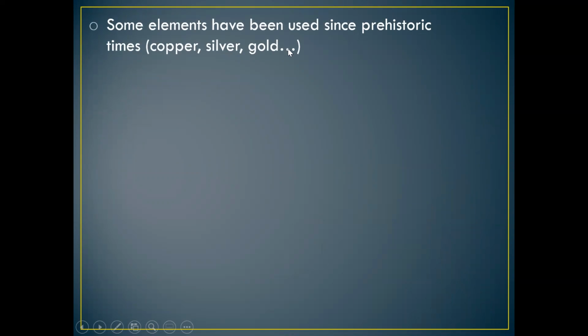So some of our known elements, such as copper, silver, gold, have been around since prehistoric times. They've always existed on our Earth since Earth was made, in whichever method you prefer to say it's been made. However, some elements had to be discovered because you couldn't just mine for them or find them easily.